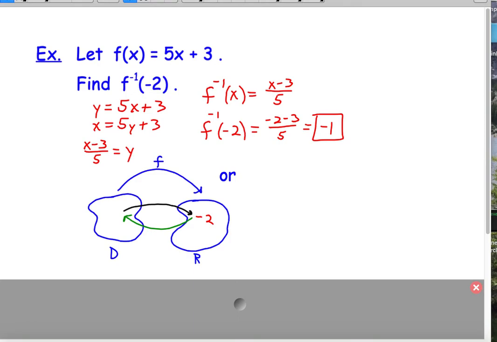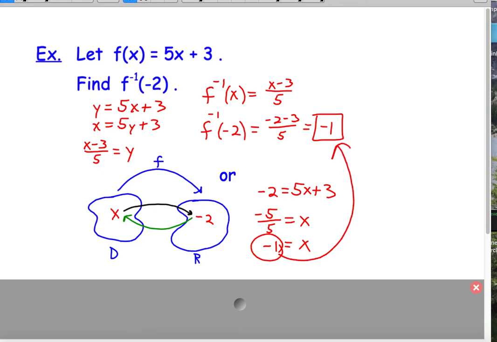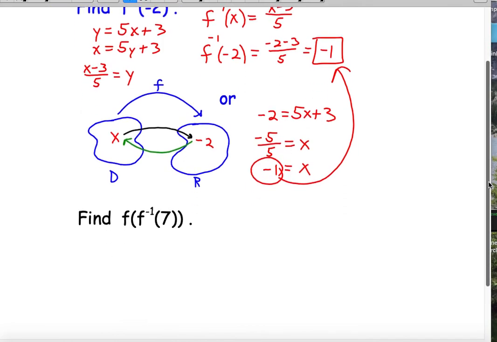So thinking of it that way, what you could do is take negative 2 equals 5x plus 3 and solve for x. And that'll tell us what that number was. So we subtract 3, we get negative 5, then we divide by 5, and sure enough, we get negative 1, which was the same answer we got this way. So two different ways of looking at it. All right, one last example.